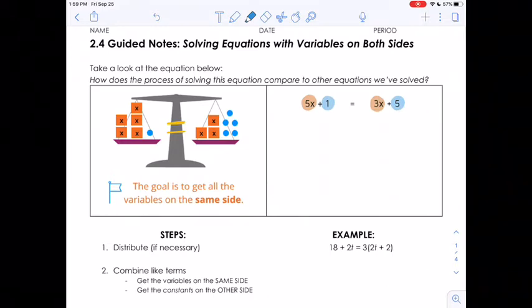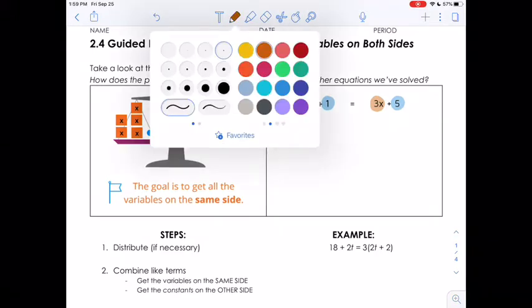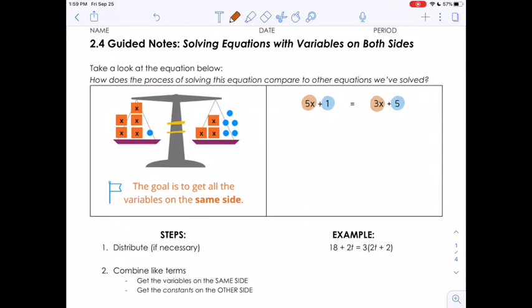The goal is to get all the variables on the same side. We're trying to solve for x. We want to know how much the x is worth. What makes this different is that we have x's in two places, on both sides of the scale. Just as this note says, we want to get those x's on the same side so we can then get them by themselves.